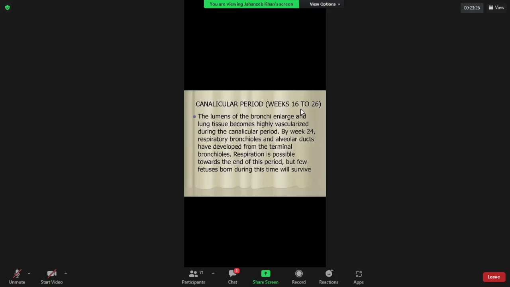Respiration is possible towards the end of this period, but few fetuses which are born in this time are able to survive, क्योंकि अभी तक लंग्स इतने मेच्योर नहीं है, सर्फेक्टेंट की प्रोडक्शन नहीं है, सर्फेक्टेंट प्रोड्यूस नहीं हुआ है, एल्विलीज अभी इतने अच्छे फॉर्म नहीं हुए। तो कुछ बेबीज सरवाइव करते हैं, कुछ बेबी सरवाइव नहीं करते, और जो बेबी सरवाइव करते हैं, they need the ventilator at this time, और वेंटिलेटर के ऊपर कुछ सरवाइव कर जाते हैं। So survival rate is not very good enough. Some of the babies survive and some of them do not survive basically at the time.